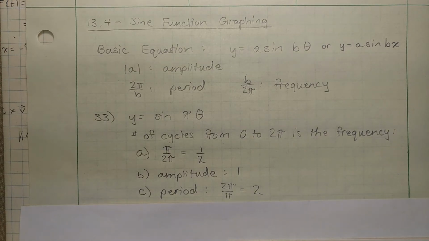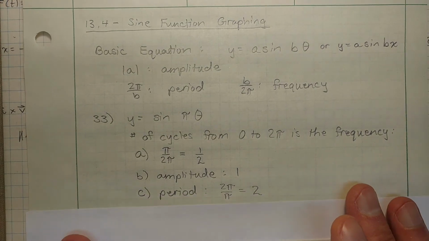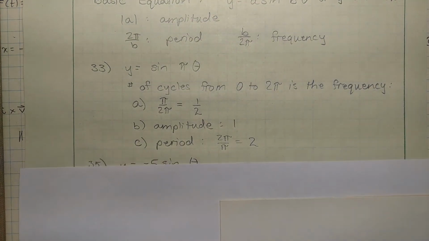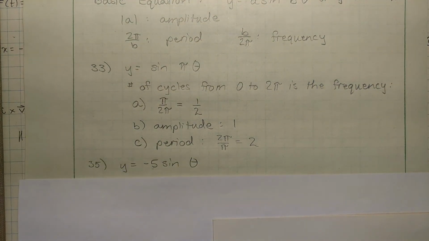All right, so that's definitely some of the types of problems you're going to have to do. You're going to have to do ones like 33. Let's look at another example. 35. Want us to do the same thing with 35.